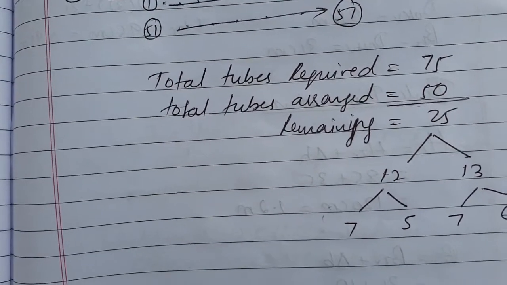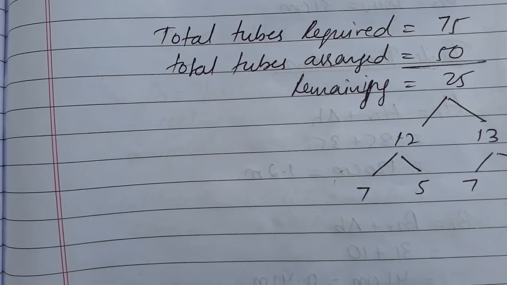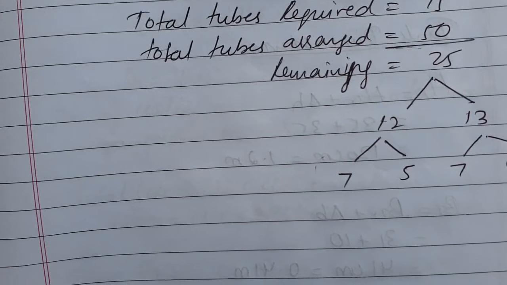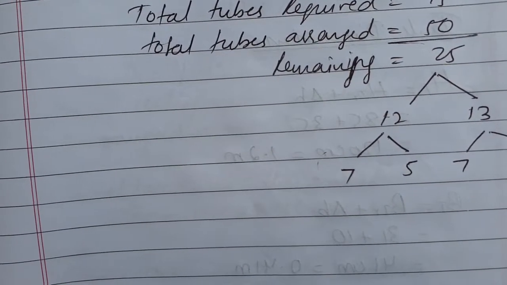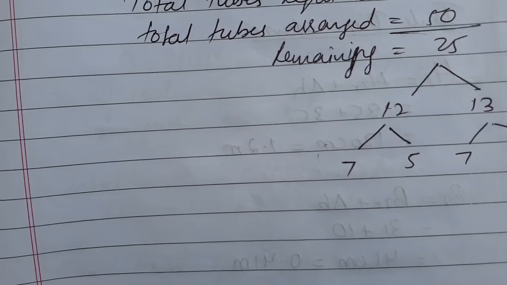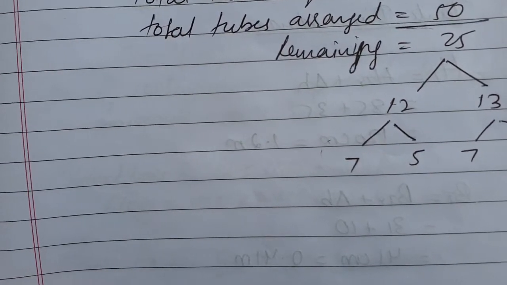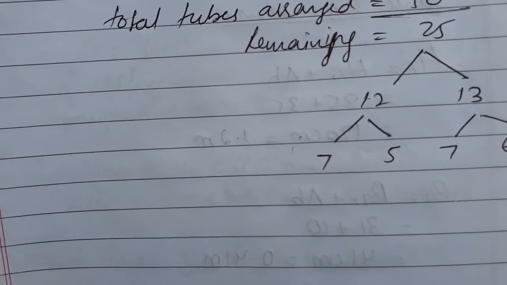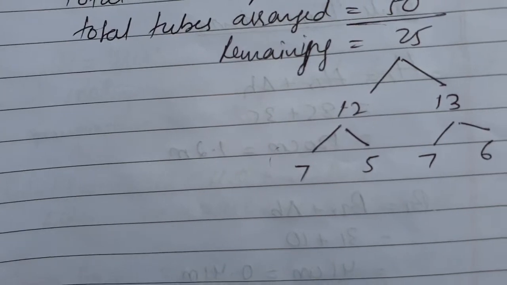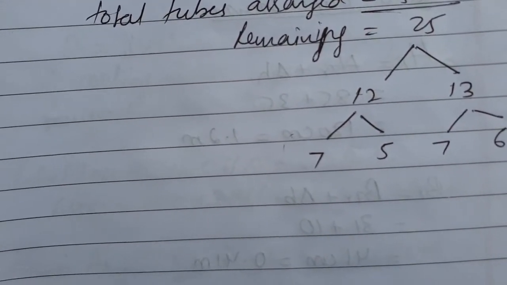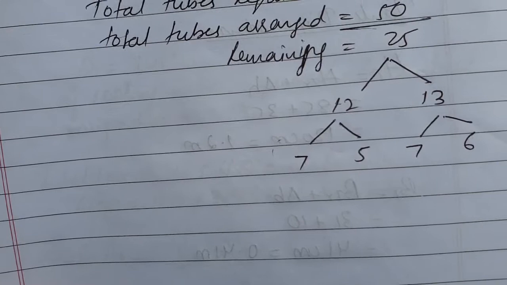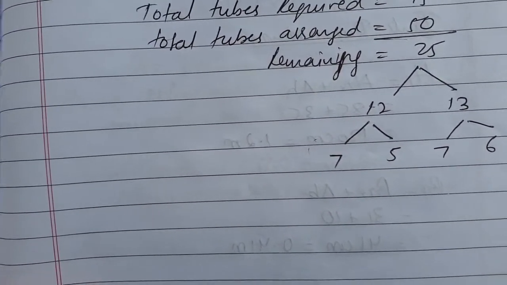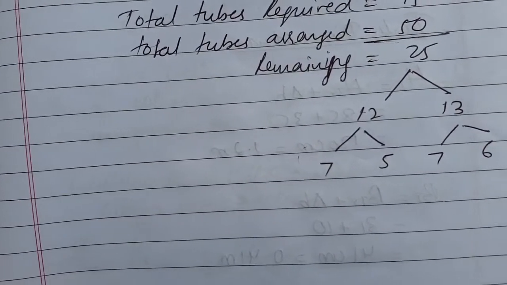So remaining are 25. So let us understand how to place these remaining 25 cooling tubes along the length and along the breadth. First divide 25 into equal parts. When you are dividing it equally, it will be 12.5, 12.5, which is not possible, to place half of a cooling tube. So let us write it as 12 and 13. Then next, again I am going to divide 12 into two parts and 13 also into two parts. So I'm going to divide 12 into two parts, that is 6 and 6.